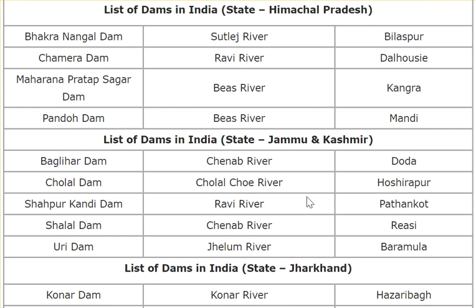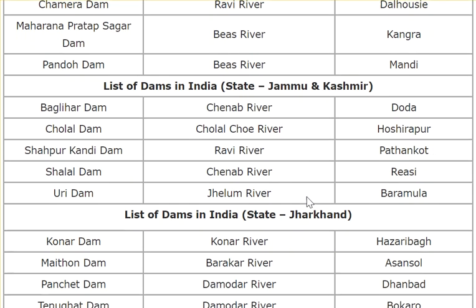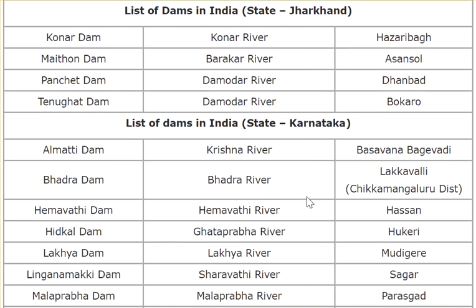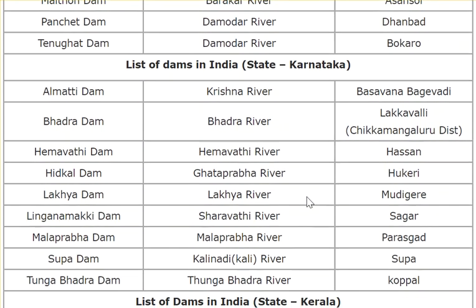The best thing is it is in alphabetical order. It is state wise. If the dams are presented in this way, I think it is the easiest to remember. That's why I made this video. And then you go to Jharkhand and Karnataka. In Karnataka, there are many dams.